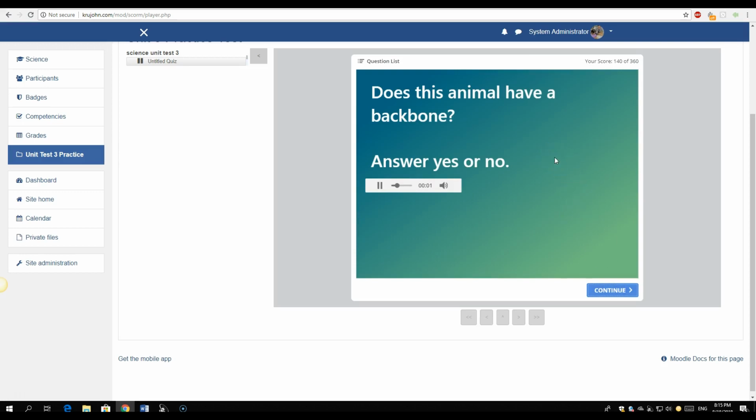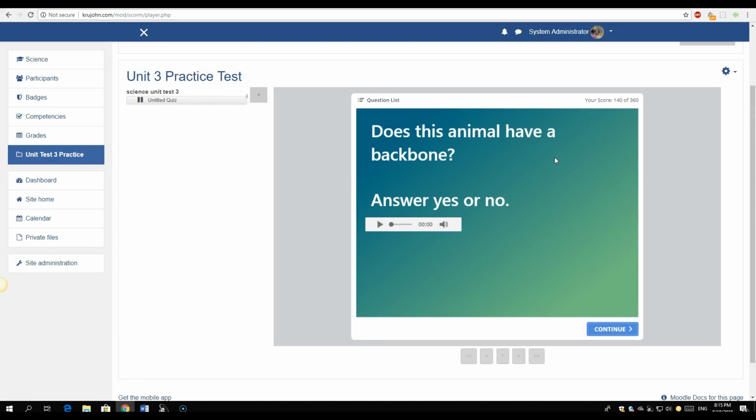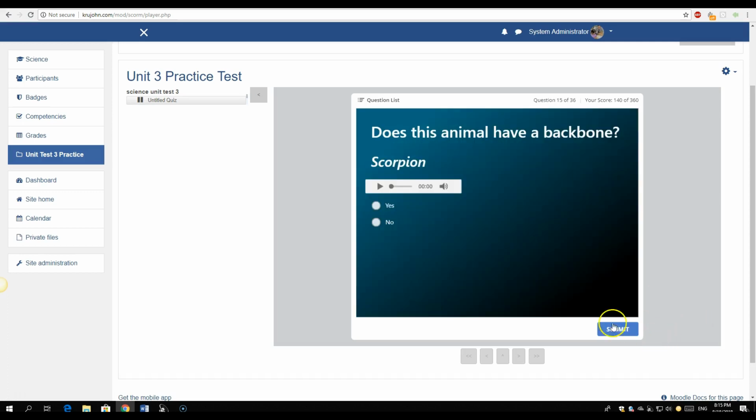Does this animal have a backbone? Answer yes or no. Alright, so on this slide there is no question, it's just instructions, so you have to think. Does this animal have a backbone? Yes or no? So let's look. Scorpion. A scorpion is an arachnid. We learned about that in class as well. And arachnids do not have backbones. So I will say no.